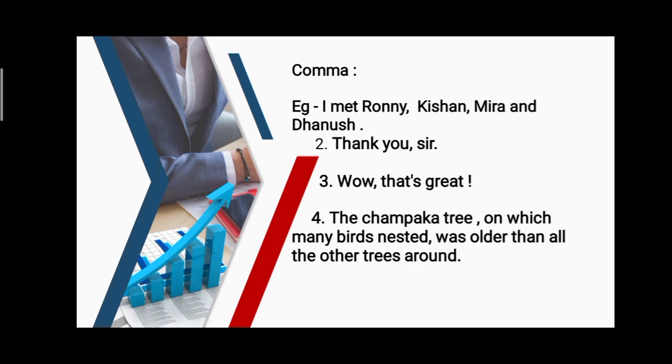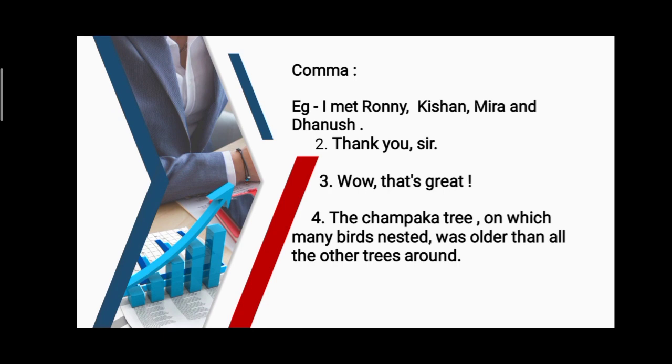Then number 4, here is the sentence: The champak tree, on which many birds nested, was older than all the other trees around. Here students, you can see we have talked about a tree on which many birds nested. So means we want to say something about a champak tree, right? But why did we add the other thing, that was older than all the other trees around? If you only say that on which many birds nested, it is enough to describe the champak tree, right? But still we have written another additional sentence here, that is, was older than all the other trees around. So it means that here we have added additional information on the tree.